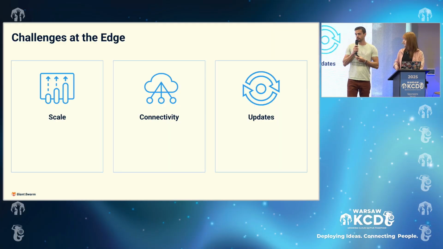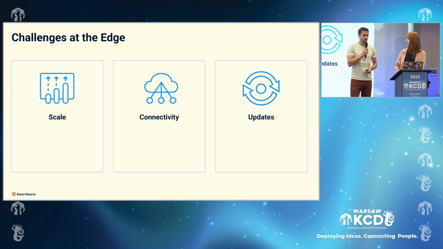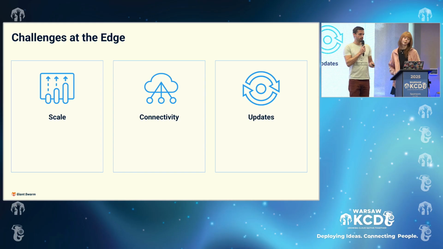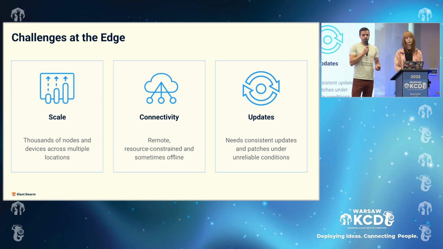So there are a number of challenges when working with edge computing, and as we saw, there are a few, but the main three are scale, connectivity, and updates. Running workloads at the edge is much different than running them in a data center or in the cloud. First off, you might have to scale to thousands of small nodes and devices across many locations, which is quite common.